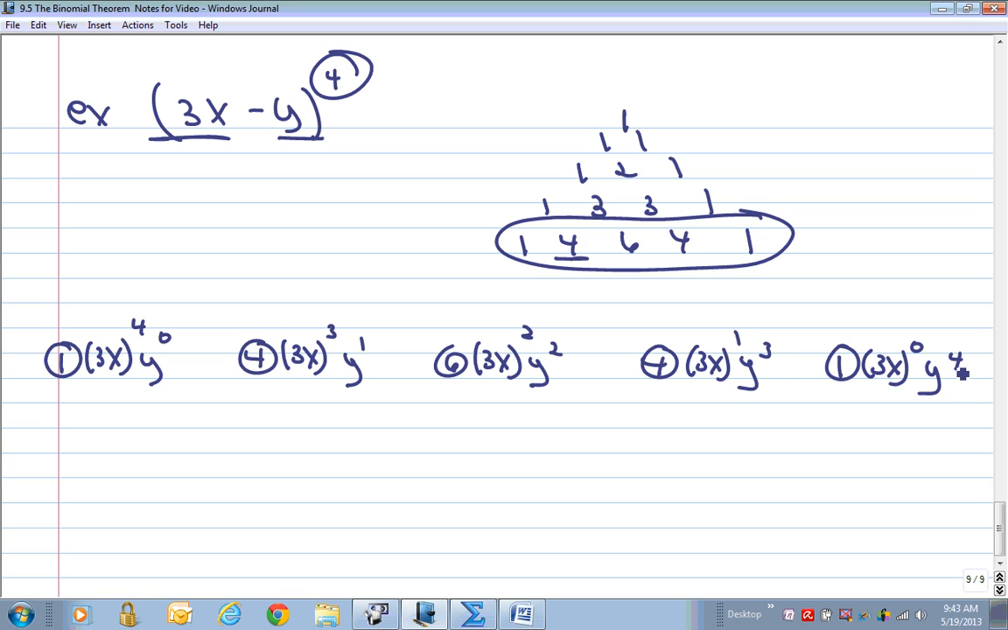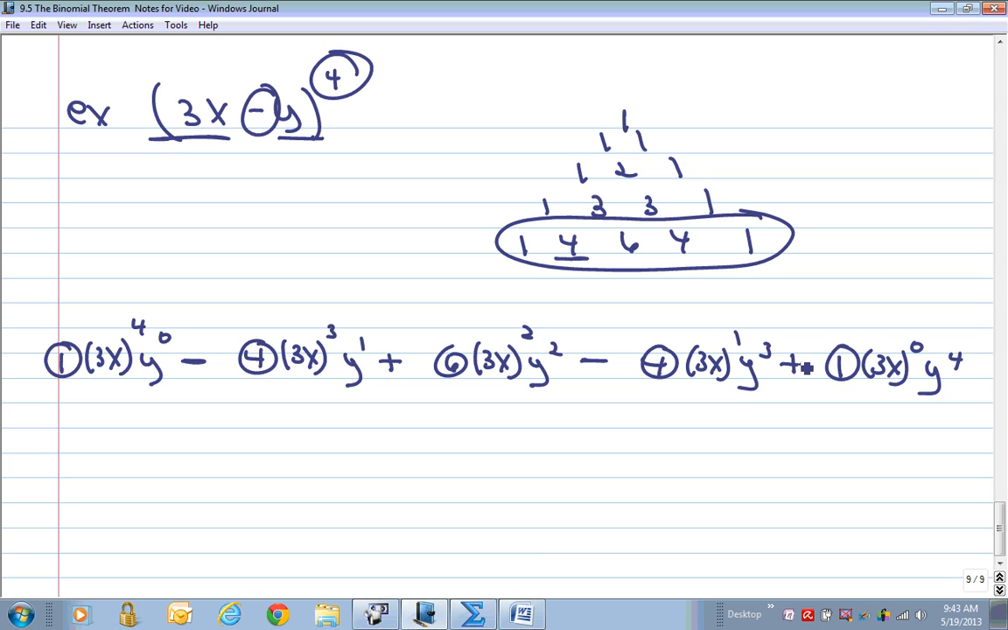We start with the 0 power, and then we have the 1st power, the 2nd power, the 3rd power, and the 4th power. And then you want to make sure, just to check yourself, that the powers add up to 4. 4 and 0, 4. 3 and 1, 4. 2 and 2, 4. 1 and 3, 4. 0 and 4, 4. So they do. And again, because of this subtraction sign, we're going to start with subtraction, and we'll have addition, subtraction, addition. And that's how that works.